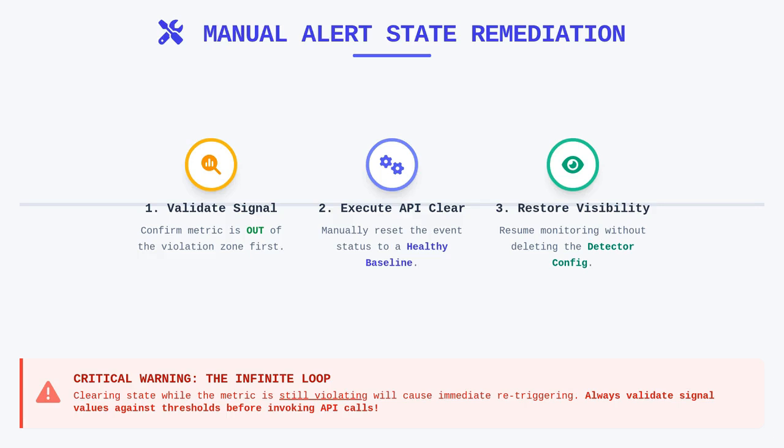Always validate your current signal values against your threshold definitions before invoking an API clear command to ensure the system has a clean slate to begin fresh monitoring. This targeted remediation allows you to recover from corrupted states without needing to delete and recreate the entire detector configuration.